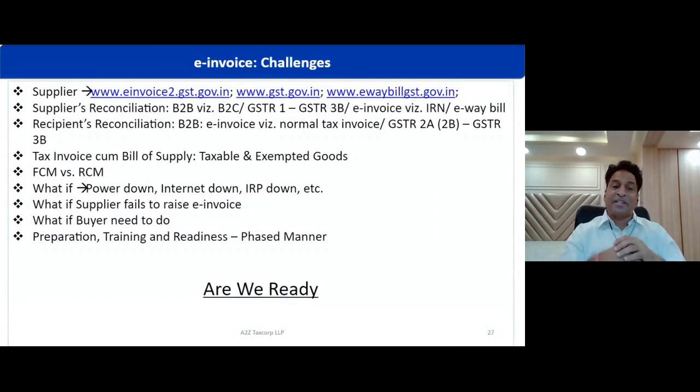Now the next question which is coming out: what happens if my power is down, internet is down, IRP is down? Possible. This is quite a realistic position. And the government wants me to generate an IRN number, digitally signed with QR code, through IRP. What should I be doing if power is not there, internet is not there, and sometimes the portal is down? We are all looking for an answer. No one has the answer as of now.